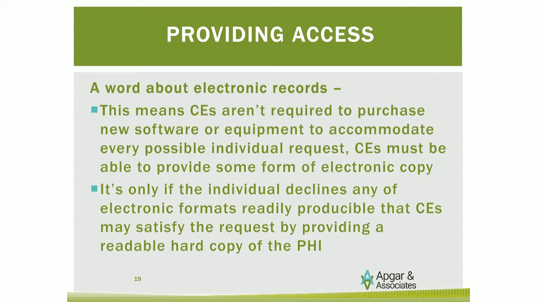Now, it's one of those that gets back to emphasize you don't need to go out and buy specific new software or equipment to accommodate everybody's request, but you do need to be able to produce an electronic copy if you have an electronic medical record or some other form of electronic storage of the medical records. Now, if the individual says, oh, I don't want that electronic format, I don't want a PDF, I want it in Excel, then the covered entity can provide a hard copy. So that's basically the alternative. If you can't agree on an electronic copy, then the covered entity can revert to hard copy.